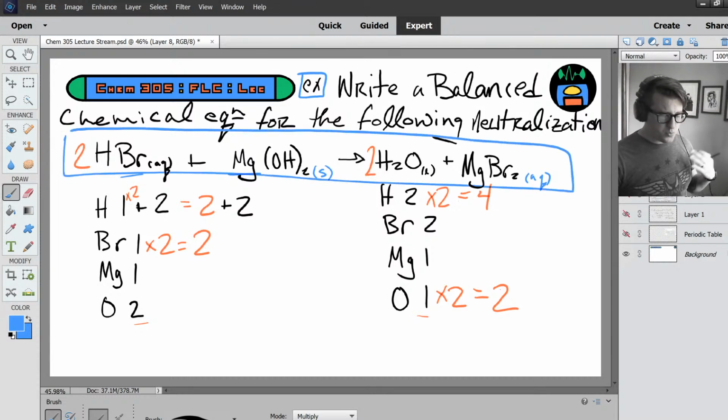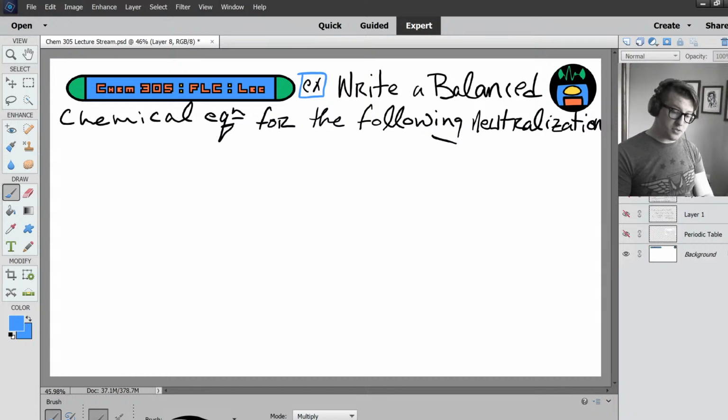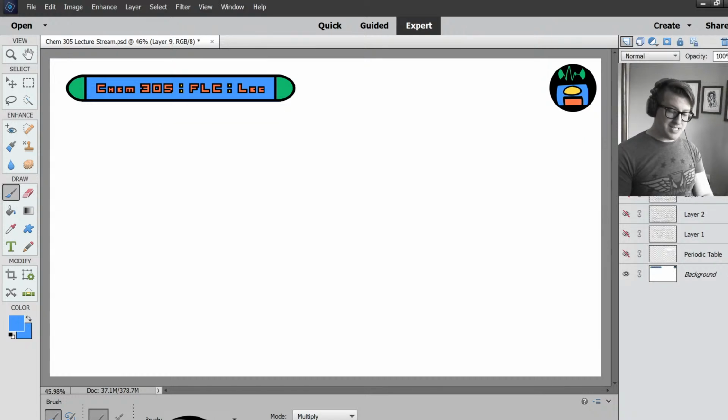All right, so it's not that much different than what we've been doing up to this point. It's still balancing chemical equations. I guess the only difference is now I'm not telling you what the products are. You have to determine that for neutralization reactions. All right, now neutralization reactions are also awesome because I can ask stoichiometry questions about them.